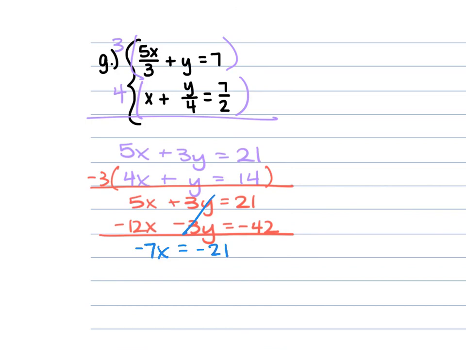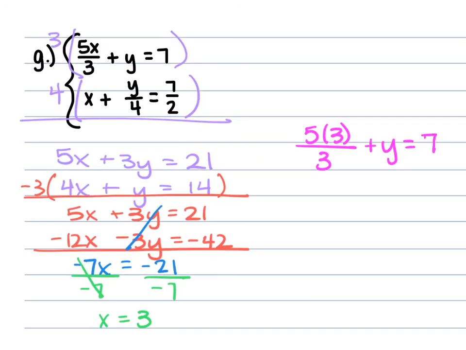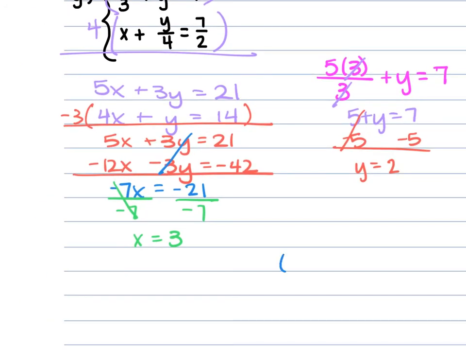So from here, I'm going to divide each side by that negative 7, and I get that x is equal to 3. Now I'm going to plug this into one of those equations. Actually, I'm going to use the top one. So I'm going to have 5 times 3 over 3 plus y is equal to 7. So those 3's cancel. I'm going to have 5 plus y is equal to 7. I'm going to subtract 5 from each side, and we have that y is equal to 2. So this gives me the ordered pair of 3, 2.